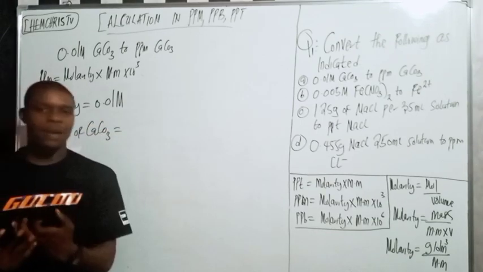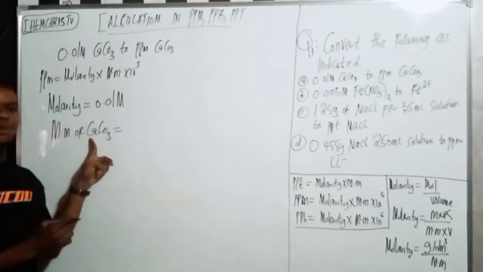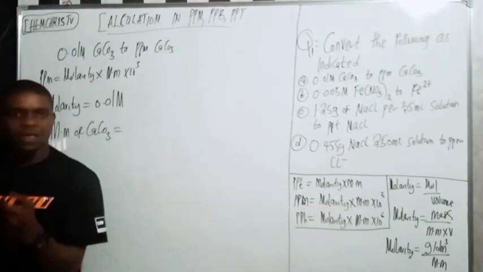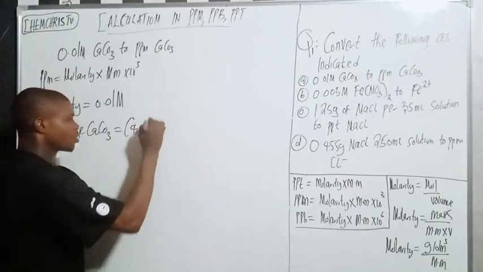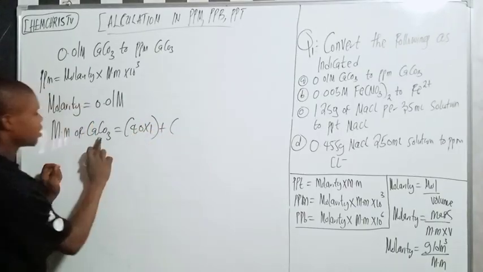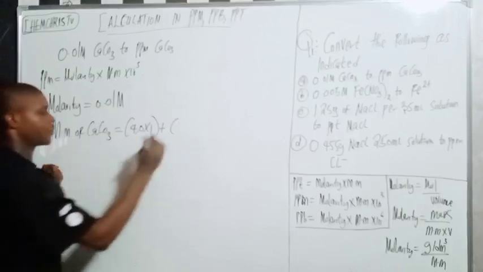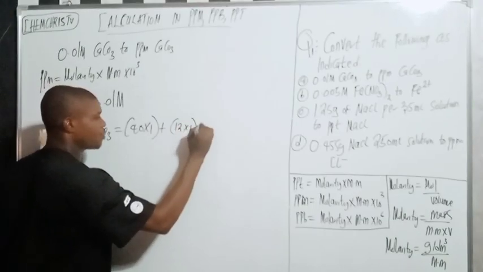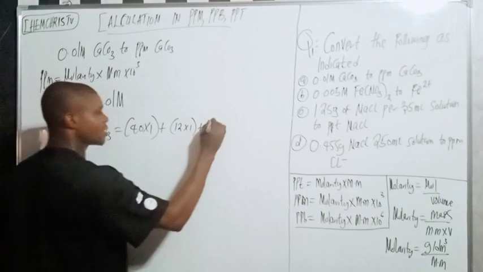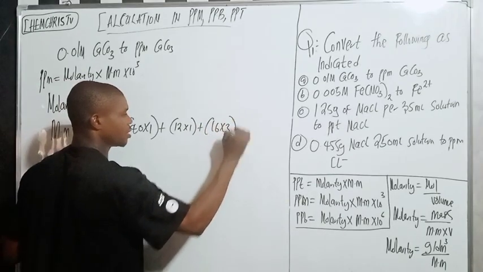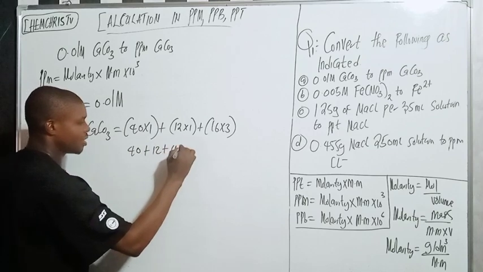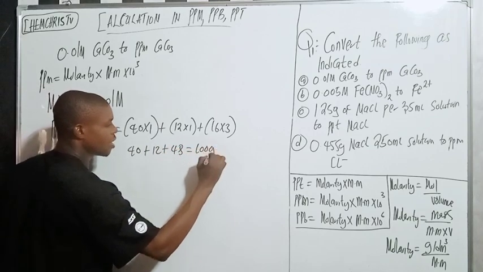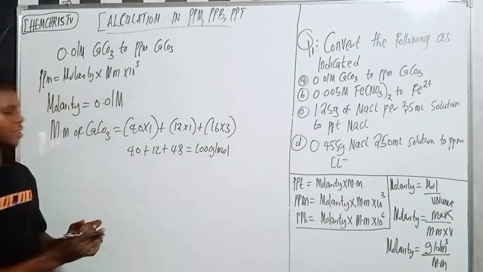So how do you calculate the molar mass of calcium carbonate? The atomic mass of calcium is 40, so it will be 40 times 1, right? Plus carbon, the atomic mass is 12, 12 times 1, plus oxygen, which is 16, 16 times 3. So 40 plus 12 plus 48 is going to give 100 grams per mole, right?